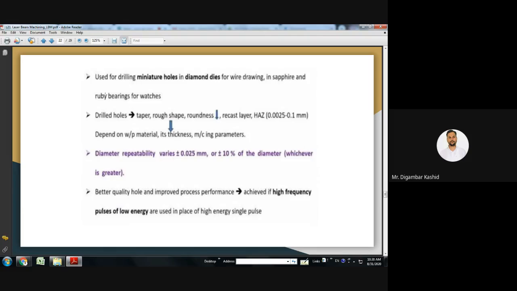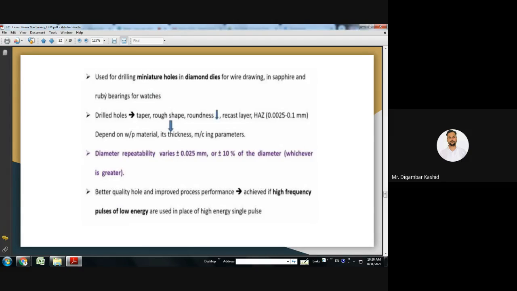Okay, so diameter repeatability is plus minus 0.25 mm and or plus minus 10% of the diameter, whichever is greater. That may be considered the diameter repeatability.